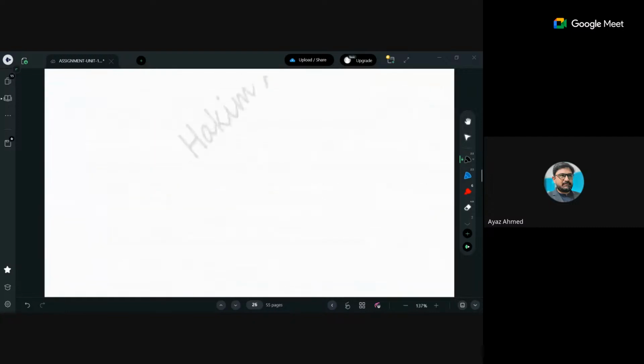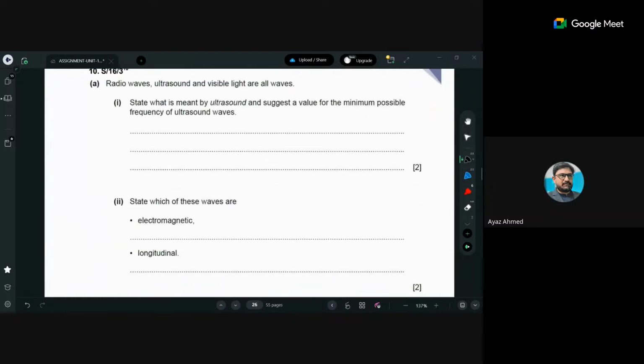Here is one question I have found for you on ultrasound. Radio waves, ultrasound, and visible light are all waves. State what is meant by ultrasound and suggest the value of the minimum possible frequency of ultrasound. Iza, what do you think? How will you state ultrasound? Ultrasound is sound which has a higher frequency than 20,000 hertz. Okay, good. And it is not audible by normal humans. Good. So, moving on, Zainab will tell me what is the minimum frequency for ultrasound? 20,000.